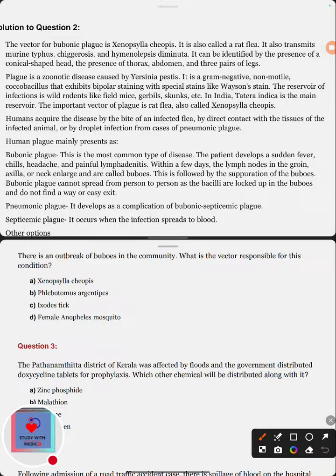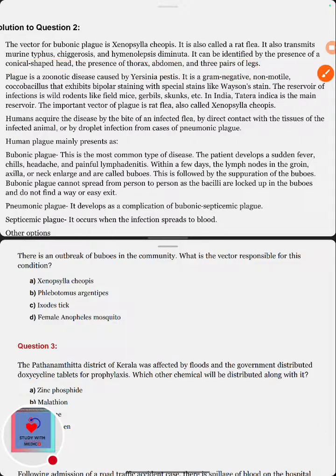So this rat flea eats on the dead rat which is affected by plague, and then they bite the humans, and they spread the plague in this manner. The rat flea also transmits murine typhus, chigoe-related infestation, Hymenolepis diminuta. It can be identified by the presence of a conical shaped head, thorax, abdomen, and three pairs of legs.